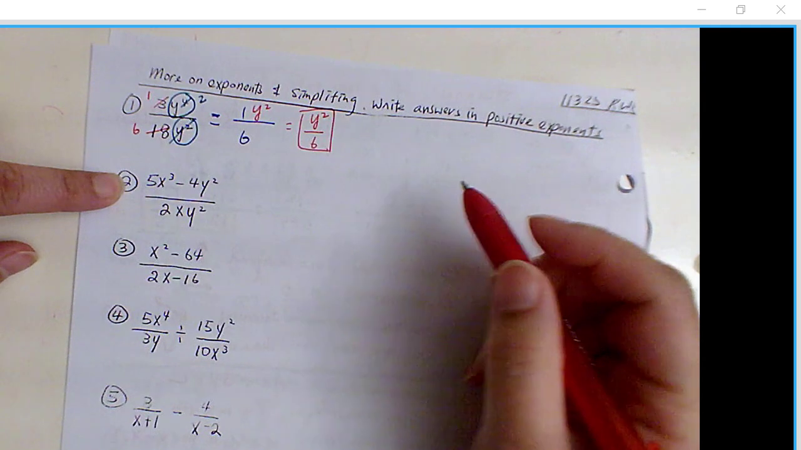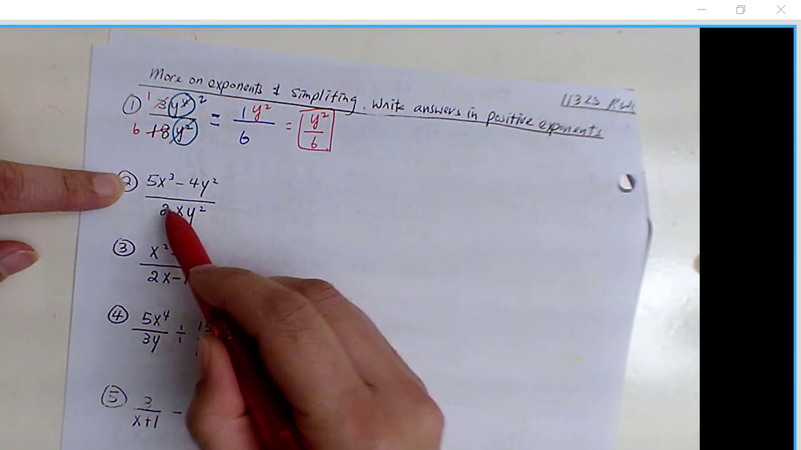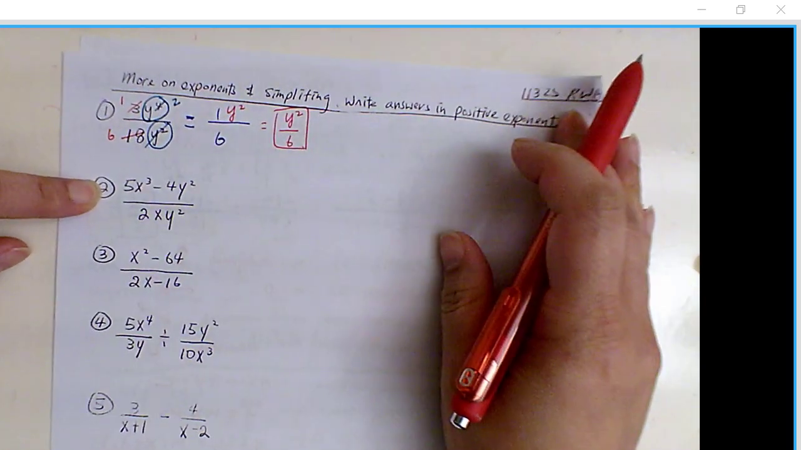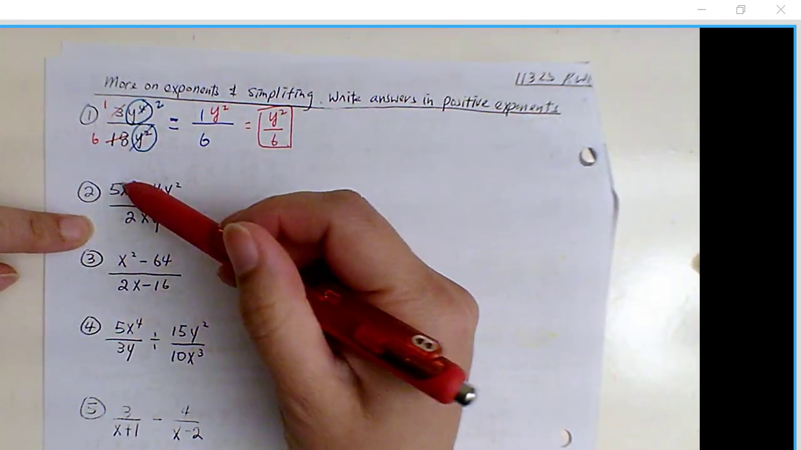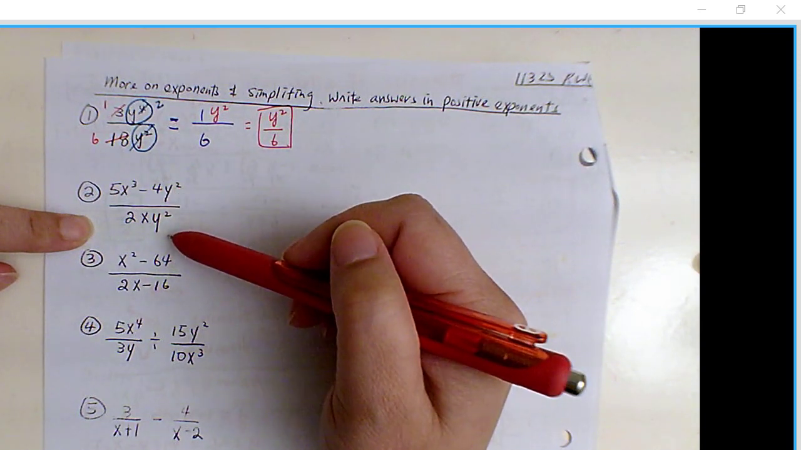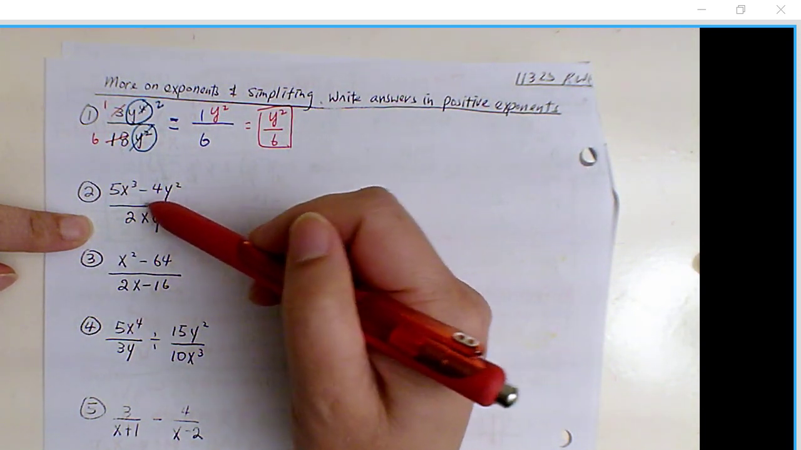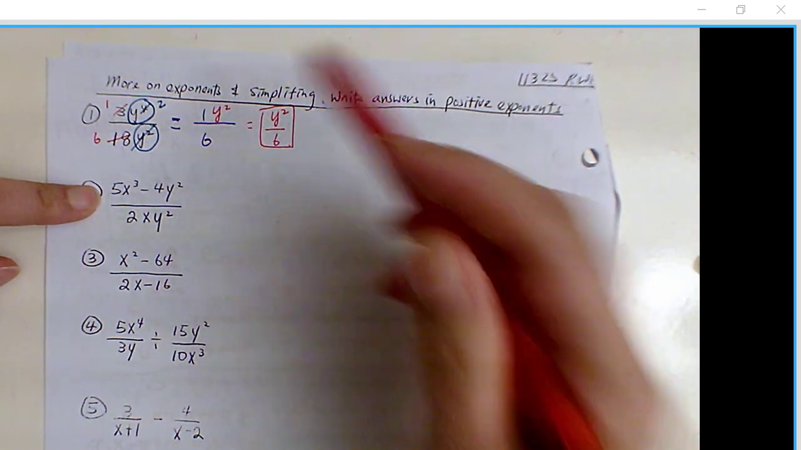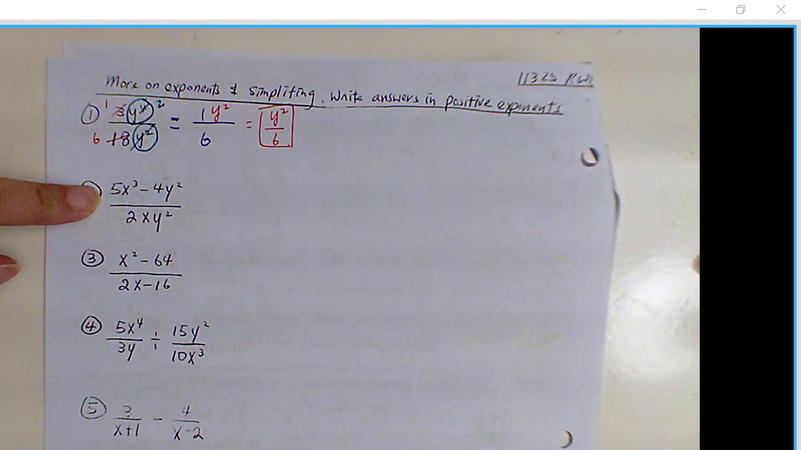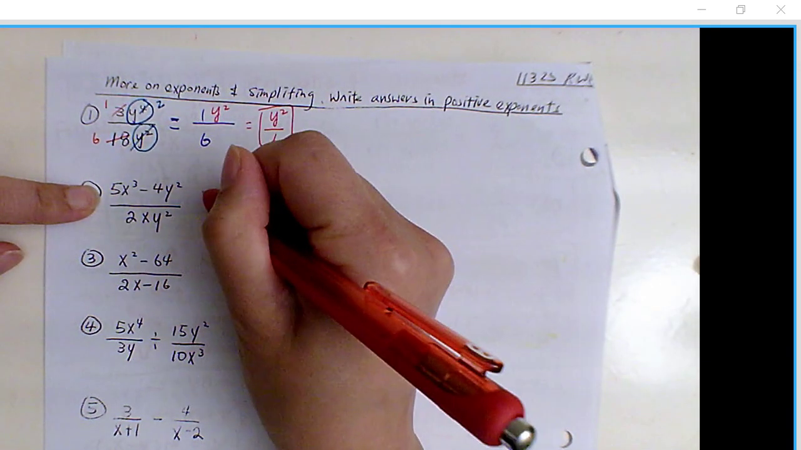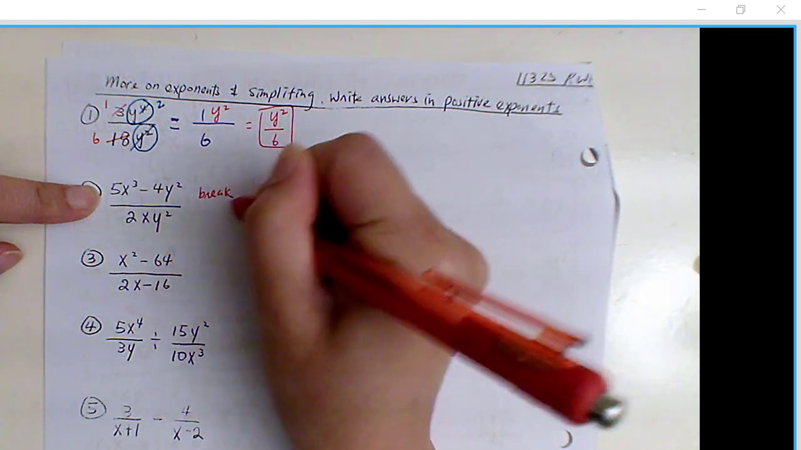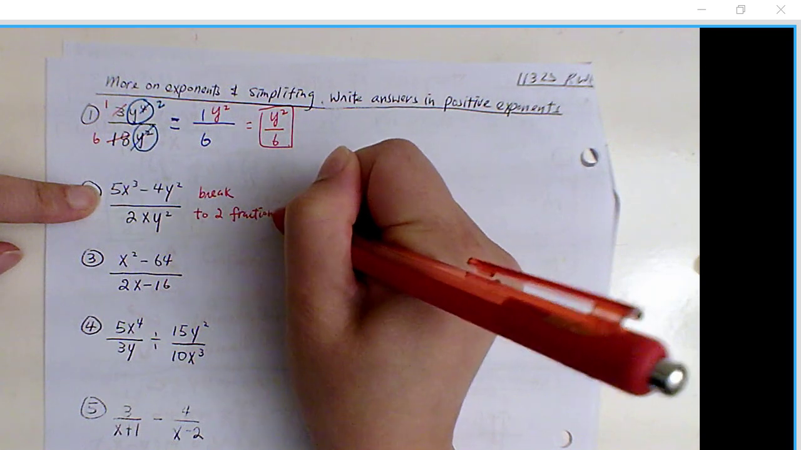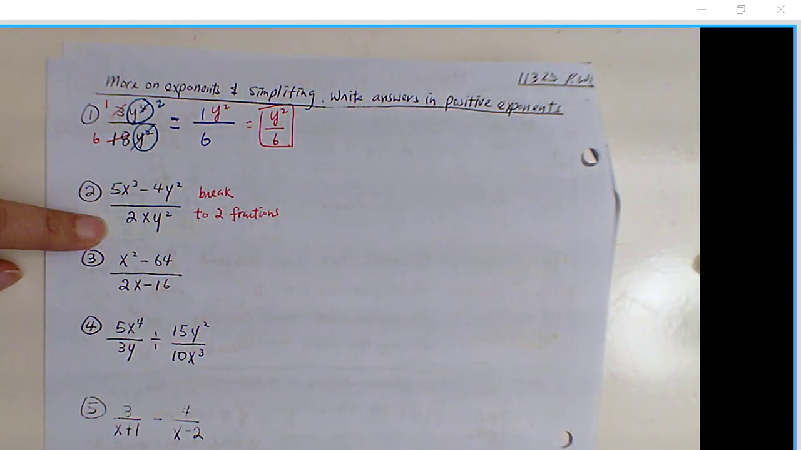The second one, you have to be careful. One of the common mistakes is people will try to reduce this 2 with this 4 and get rid of this y squared. That would not be a legal step because on top you have 2 terms, at the bottom you have 1 term, which means the denominator, that 1 term, is shared by both of these 2 terms on top. So one of the things you can do is you can break that into 2 fractions. And they are going to share the denominator.